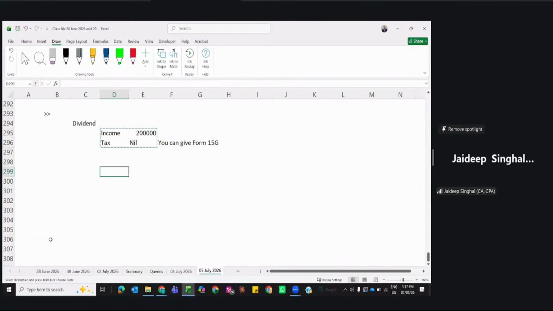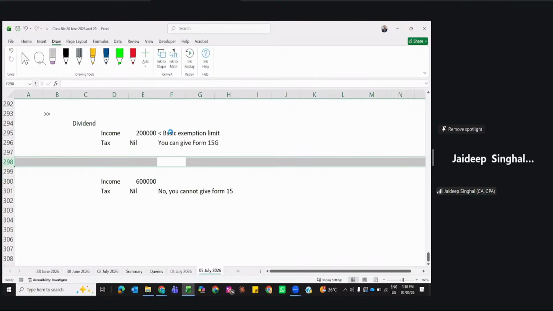Let's suppose your income will be 6 lakhs. What will be your tax liability? Still the tax liability will be nil, because after considering rebate and all, the liability will be nil. But can you give form 15G? No, you cannot give form 15G. So form 15G can be given only if income is less than the basic exemption limit. Clear?